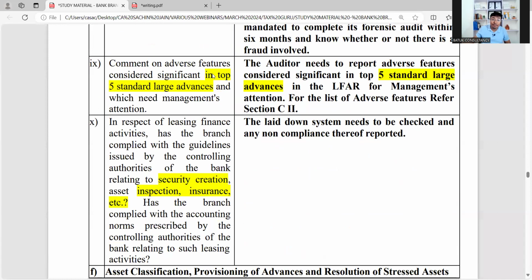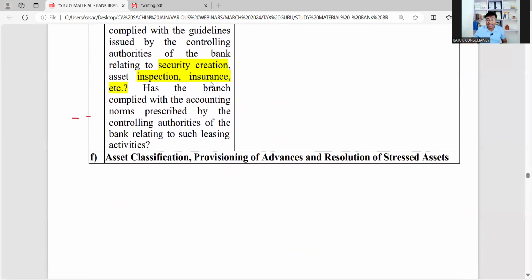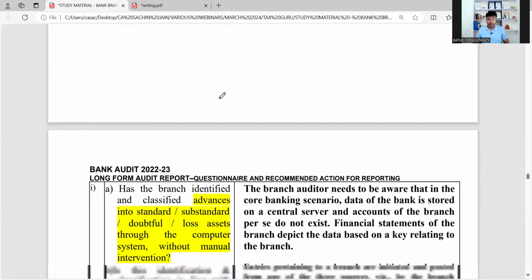If there is any adverse feature on the top 5% with large advances, in that case we need to put the same here. In case of security creation, inspection, insurance related, if you find any issue, in that case the same is to be reported here.